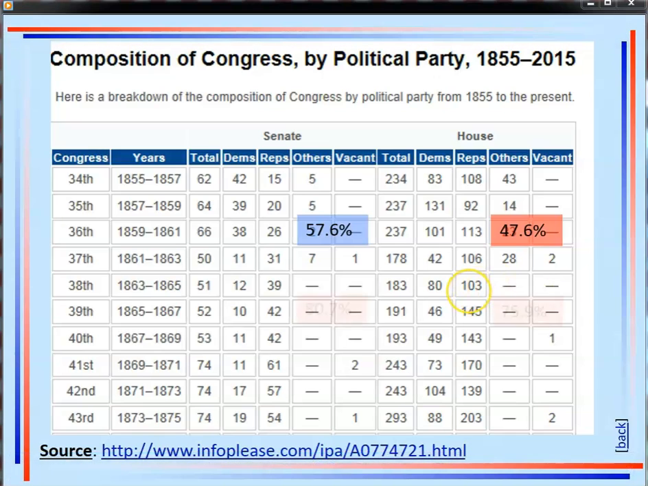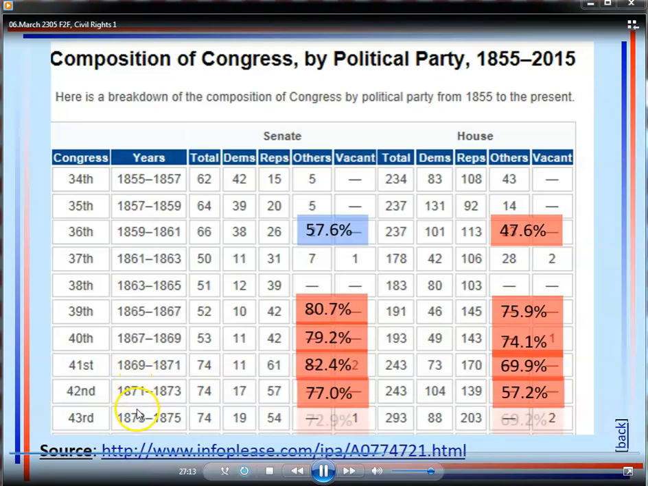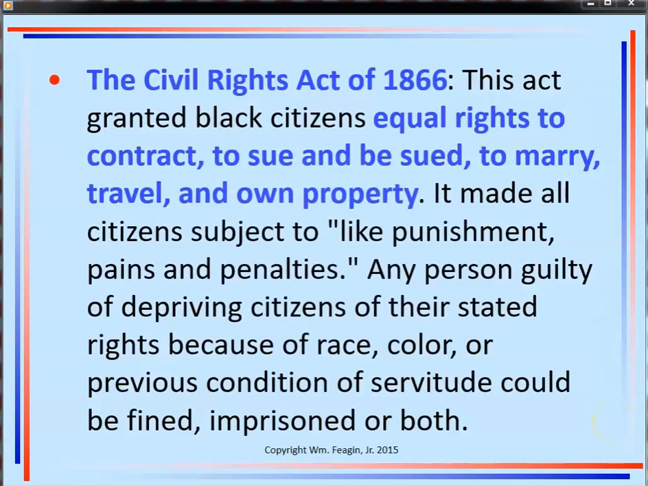Okay? Notice what happens after the Civil War. You get in the 39th, 40th, 41st, 42nd, and 43rd Congresses these huge Republican majorities. Okay? As much as 80%, 82% of these chambers have Republicans. So it becomes, frankly, a political environment where Republicans are able to pass some very ambitious legislation. Okay? So let me just tick these off for you here real quick.